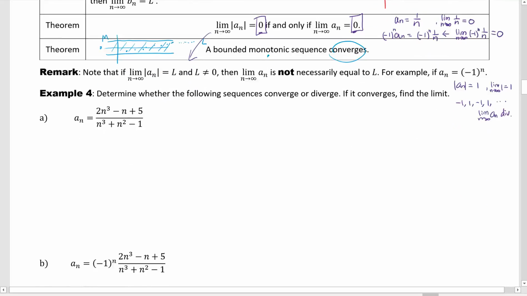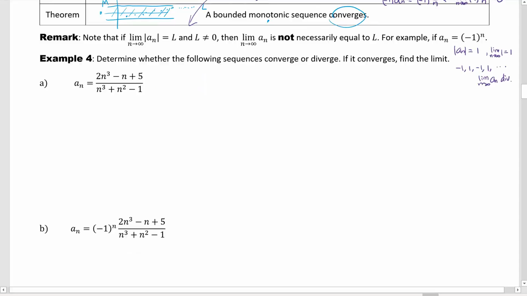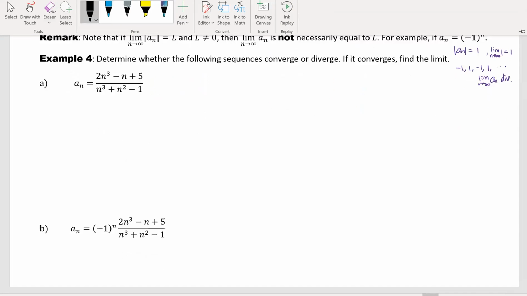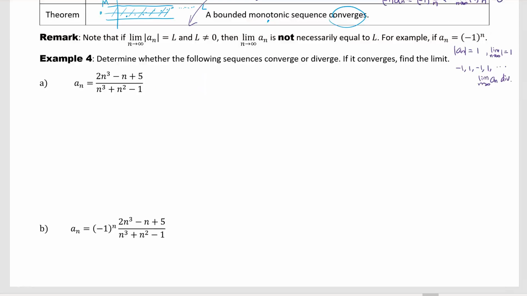All right, let's look at some examples. So we talked about the theorem. Now it's example time. I know all of you like examples. Okay, so example 4. Determine whether the following sequence converges or diverges. If it converges, find the limit. Okay, so let's look at this one. Part A. Wow, what does it look like?